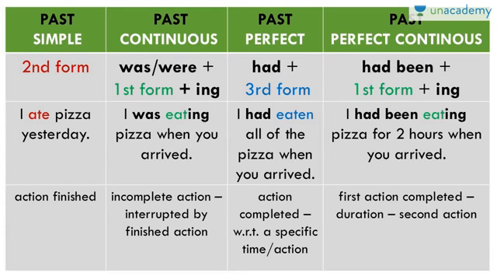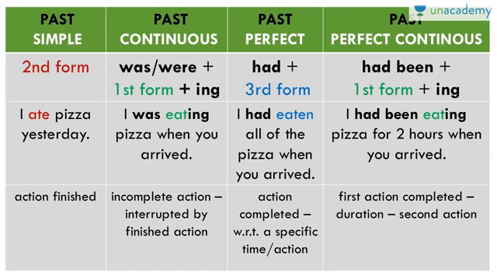Next, we have the past simple tense, something that you just did before, that you did in the past. The action has now been finished. That's your past simple tense. In this tense, you'll always use the second form of verb. I ate pizza yesterday. So whenever you're talking about the past, you will use the second form of verb.